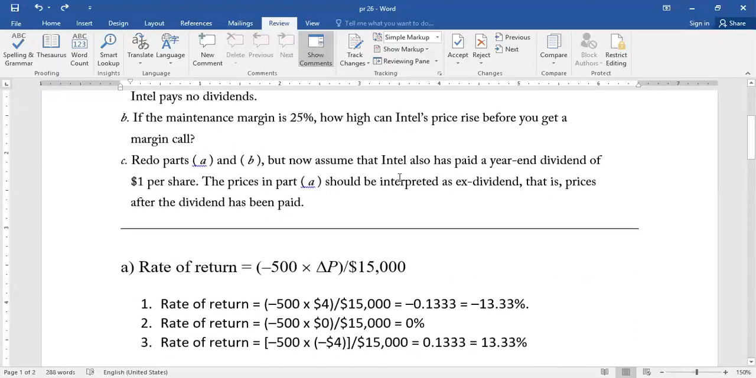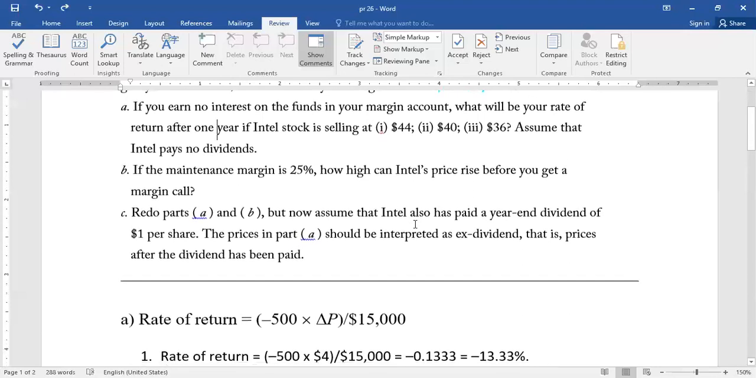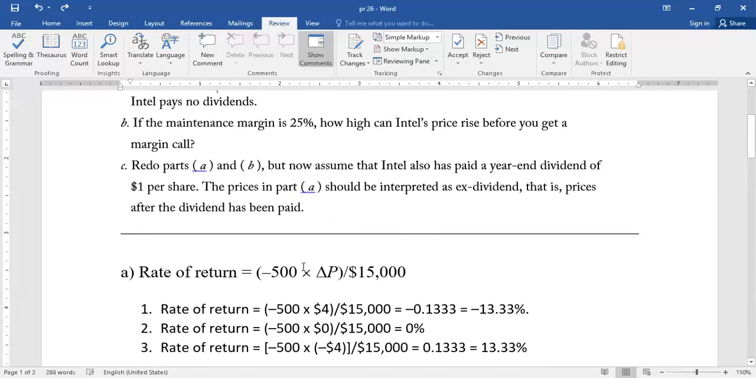Now remember, if we're selling the stock and the price increased, like what happened here, we sold 500 shares of Intel, we shorted them, and the price increased from 40 to 44. So when we're selling the stock and the price increased, obviously we're going to have a negative rate of return. So that's why this is negative.